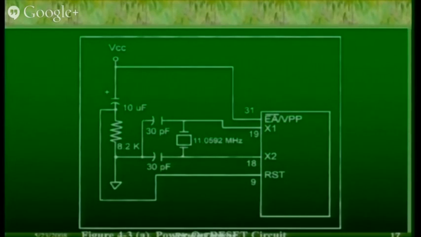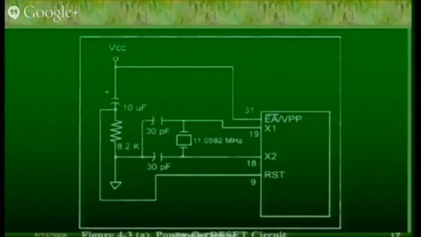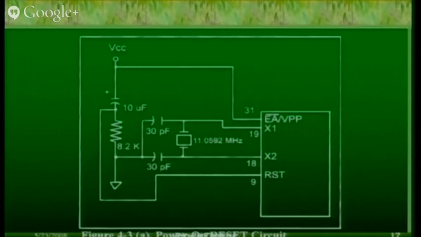There is one more thing I have connected, can you please tell me? It is VPP. What could it be? Yes, you are right. Pin number 31. Yes, ma'am. That is external access, EA. So this is what I was telling you at that time. Remember when I told you about external RAM interfacing or ROM interfacing, I told you that pin number 31 is very important. It cannot be left unconnected.